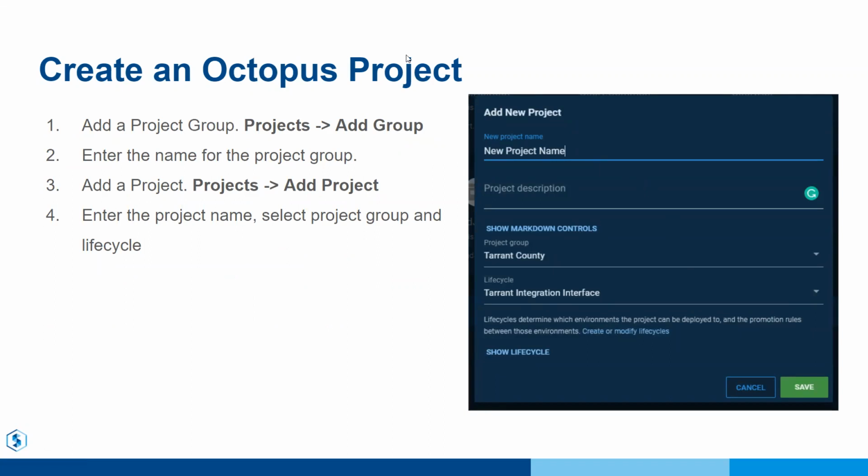So first you create a project group. So in our case, we already have an existing one, which will be the Tarrant County project group. And within that group, you can add different projects. So it's pretty easy. You specify the project name, the project group, and specify the life cycle that we set up before.